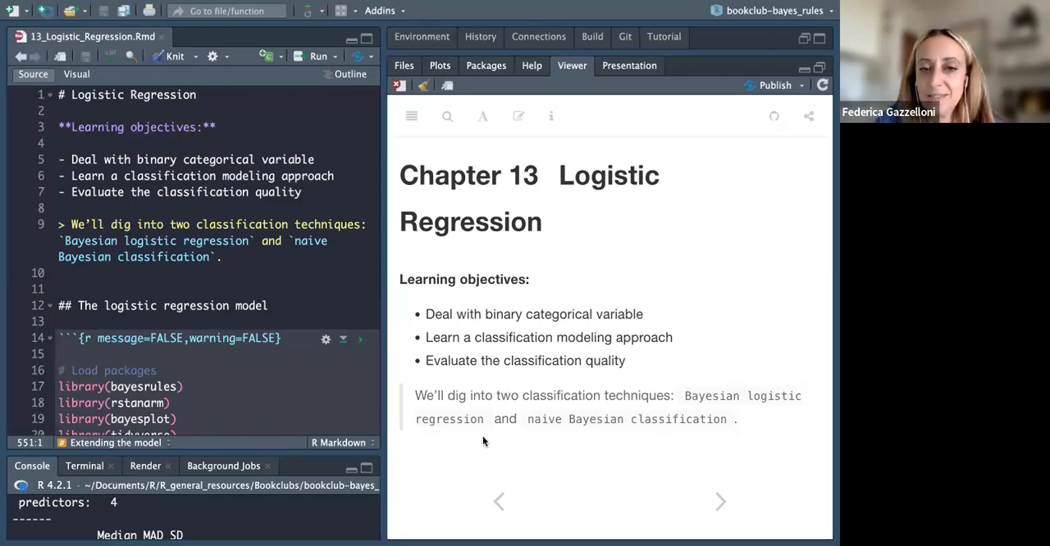So as the other said, we'll dig into classification techniques, the Bayesian logistic regression and the naive Bayesian classification. I think this one will be in the next chapter.